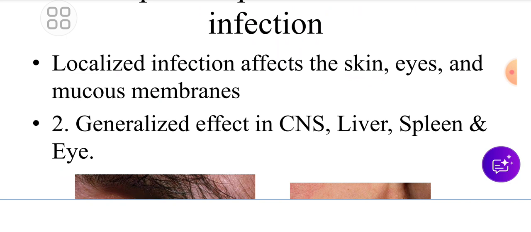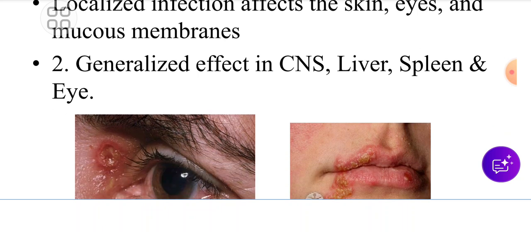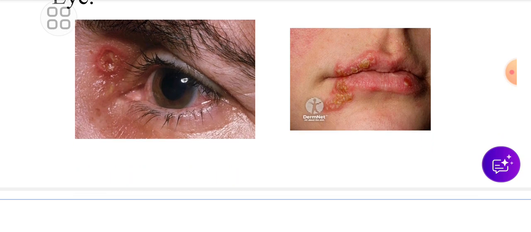If the mother with an active infection delivers vaginally, the baby will get the infection. There is a high possibility of infection, and there may be localized infection that affects the skin, eyes, and mucous membranes, or it may become generalized, affecting the central nervous system, liver, spleen, and eye. So look at the picture here. On your right hand side, this is a classical picture of herpes labialis. On the left side, that is the one affecting the eye.